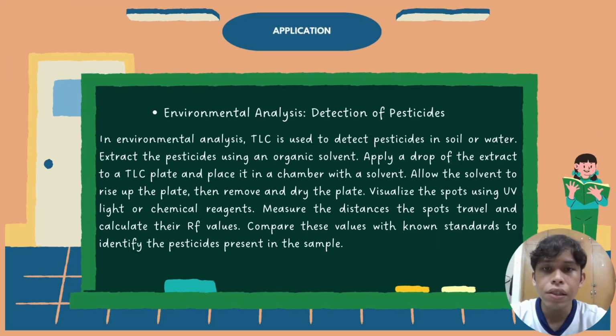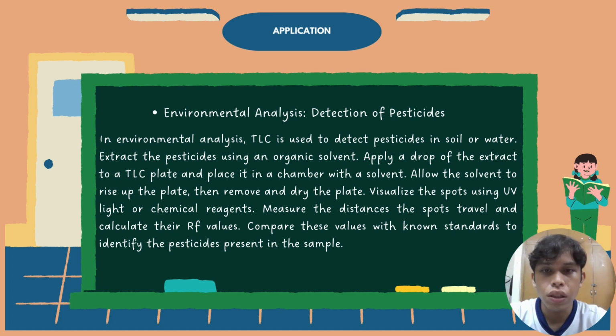The third application is environmental analysis, detection of pesticides. In environmental analysis, TLC is used to detect pesticides in soil or water. Extract the pesticides using an organic solvent. Apply a drop of the extract to a TLC plate and place it in a chamber with the solvent. Allow the solvent to rise up the plate, then remove and dry the plate.